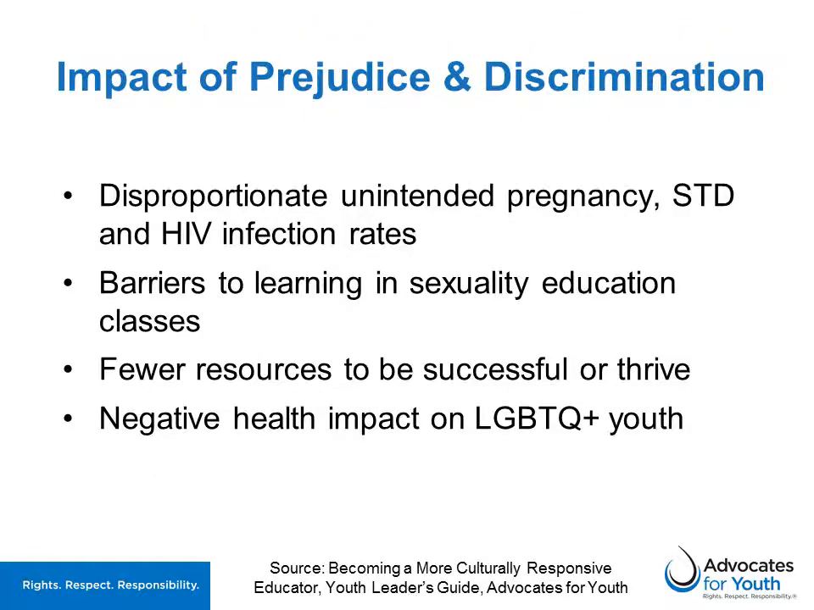We often see those showing up in rates related to public health indicators such as unintended pregnancy, rates of sexually transmitted diseases, including HIV, even things around barriers to learning about sexuality, and how it can certainly have negative impacts and not allow everyone equality in the resources they have access to in order to be successful and thrive.